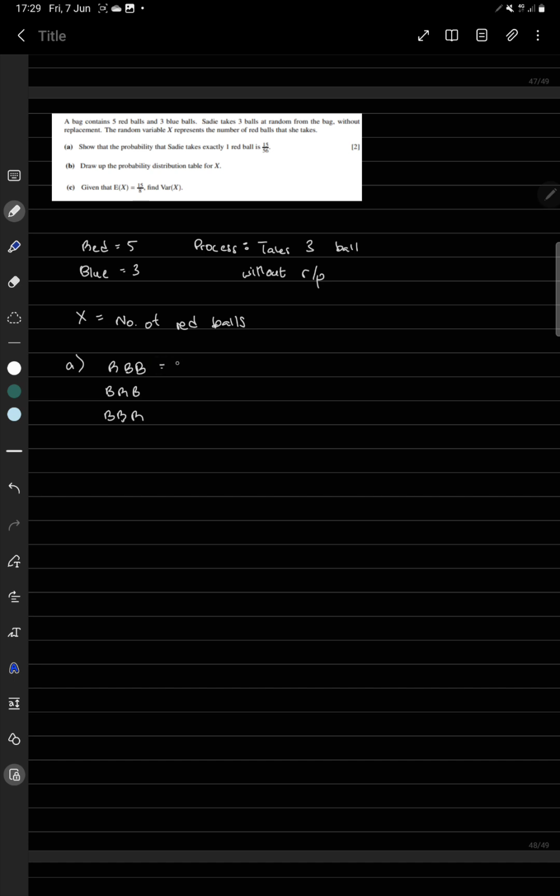If we take the red ball first, we have a probability of 5 over 8. Now we're taking blue next, that's 3 over 7. Take note that it becomes 7 because of without replacement. Now we're taking blue again, that's 2 over 6. When we calculate this, it gives us 5 over 56. Next sequence, we have blue first: 3 over 8 times red, 5 over 7, then blue gives 2 over 6. This will also give us 5 over 56.